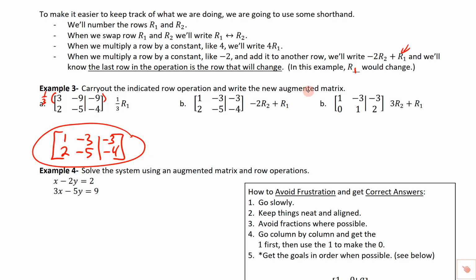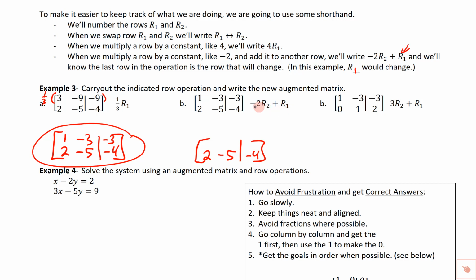Now on this one, this is not just a times a row like this one was. This is multiply a row and add it to another row. So here's what we're going to do. We're going to multiply row 2 by -2, and we're going to add it to row 1. So notice that row 1 is the one that's going to change. Row 2 is going to stay the same. So just like we had on this last one, I'm going to leave the 2, the -5, and the -4. I'm going to leave those. And then let's carry out this row operation here.